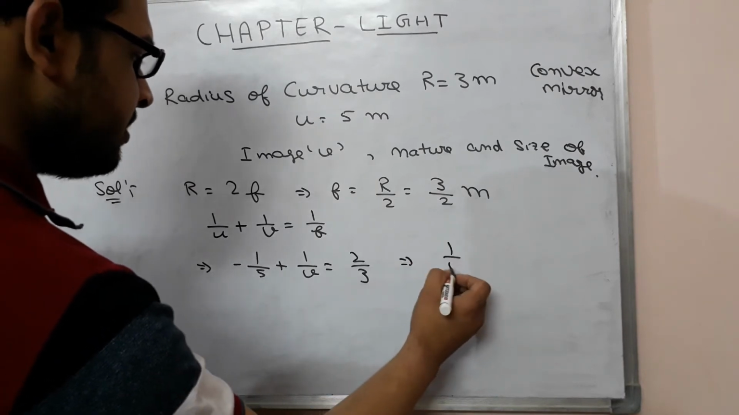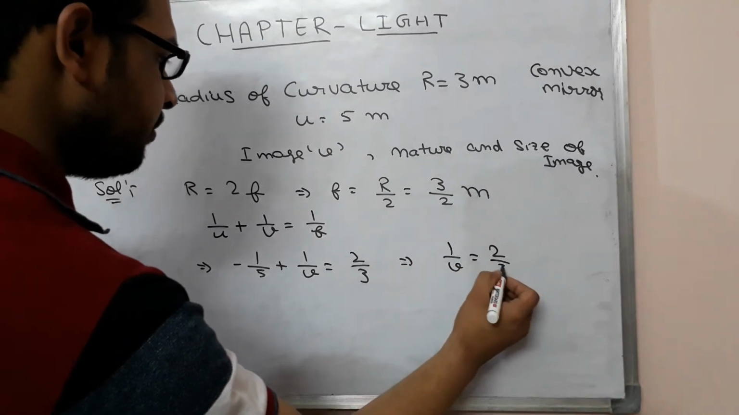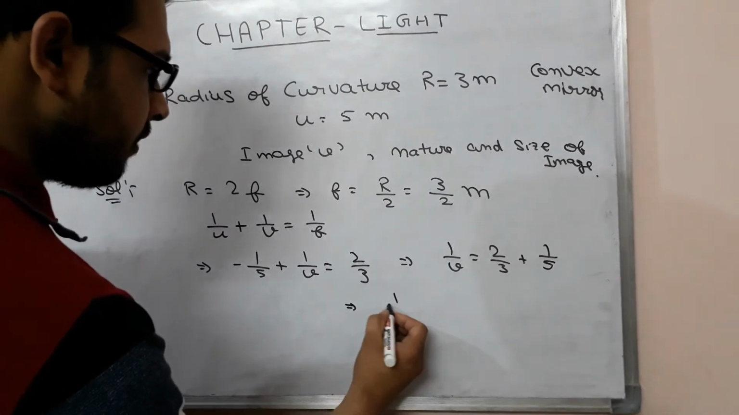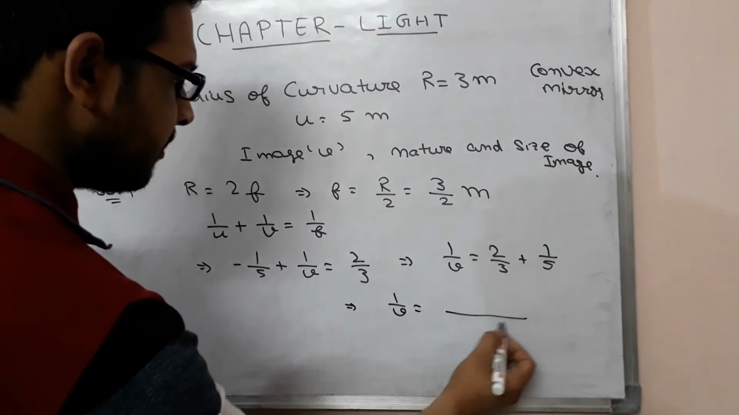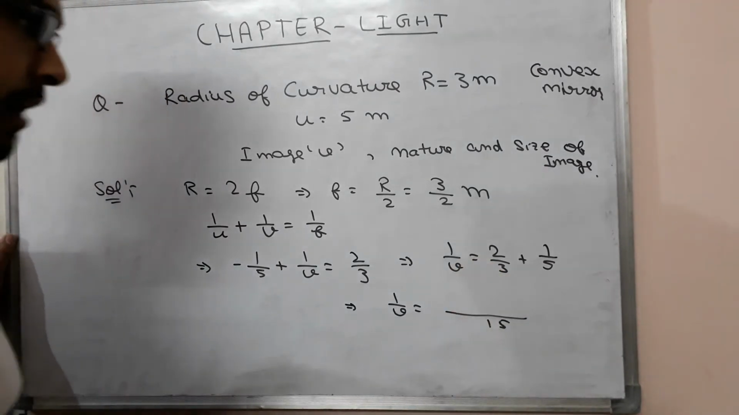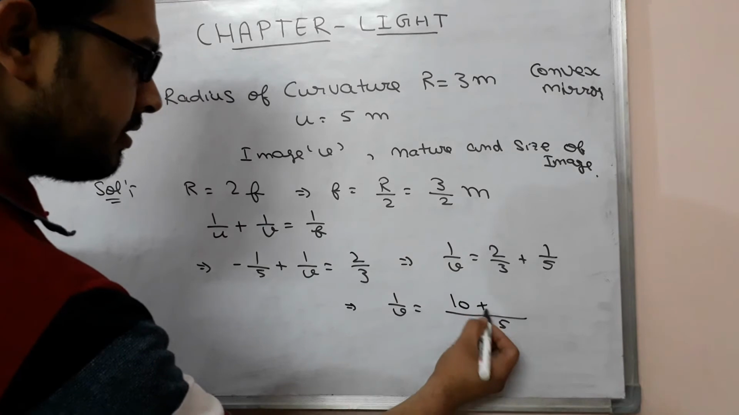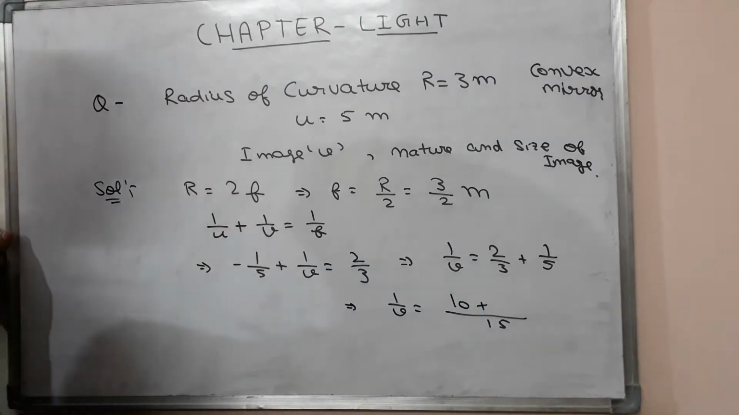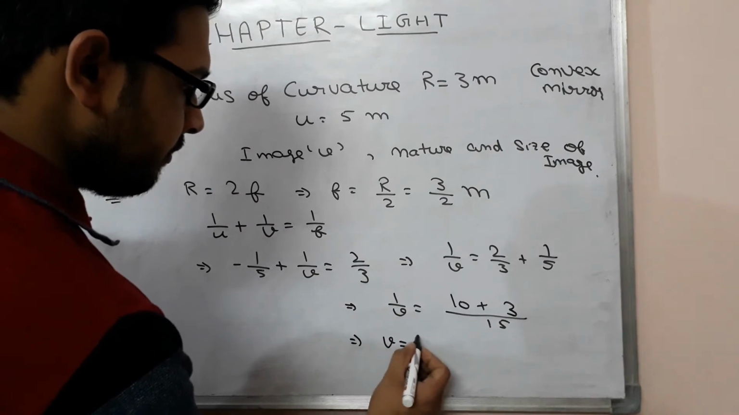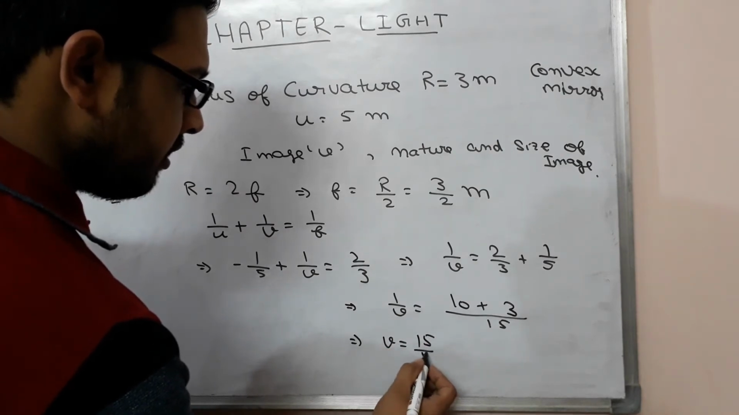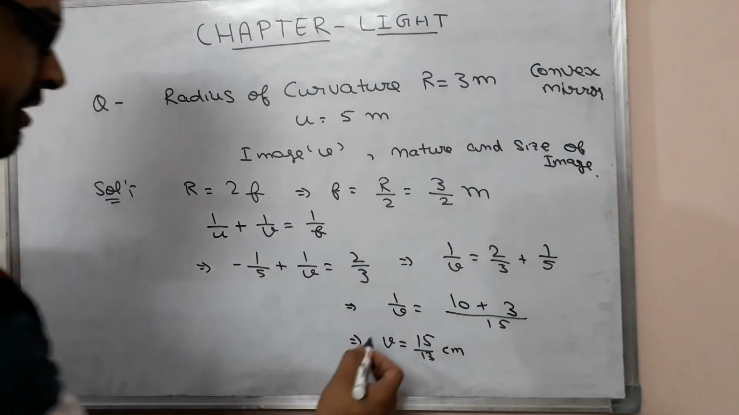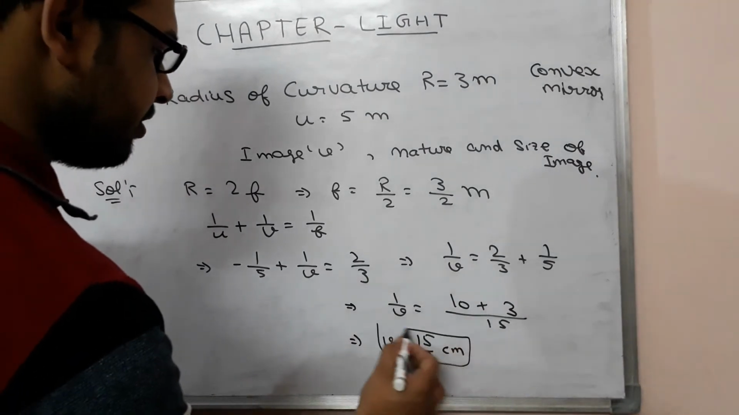So 1 upon v is equal to 2/3 plus 1/5. So 1 upon v, its LCM will be 15. 15 divided by 3 is 5, 5 times 2 is 10, plus 15 divided by 5 is 3. So v comes out to be 15/13 centimeter. So this is the image position.